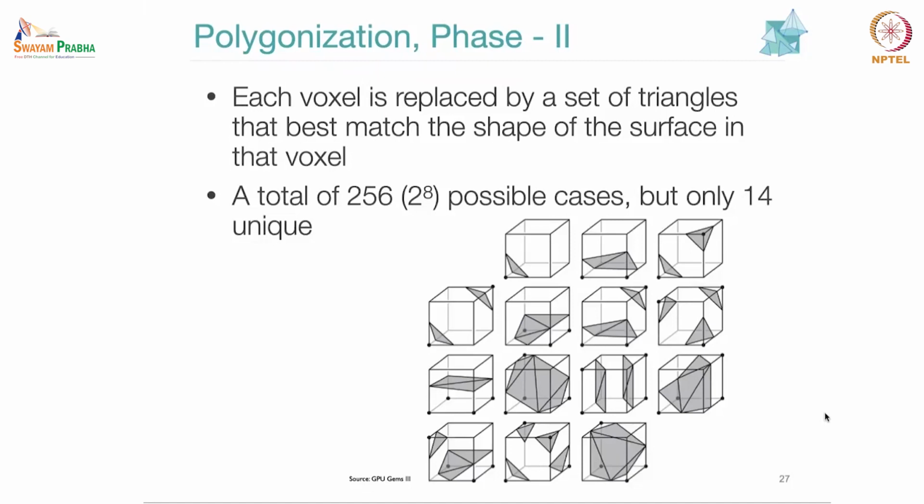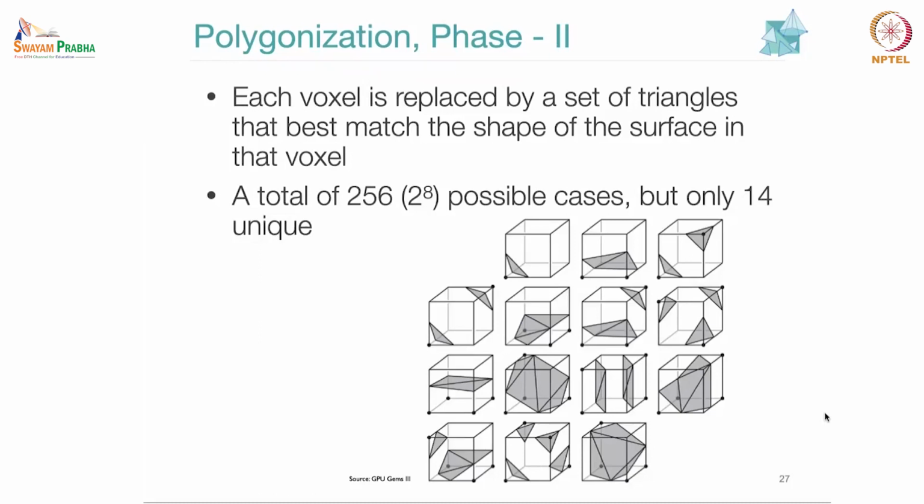So there are a total of 256 possibilities, right? Because how many corners does a cube have? 8 corners. And then how many values are we considering here? 2 values, either the negative side or the positive side, right? So values could be lower than the ISO value or higher than the ISO value. So 2 possibilities, total 2 to the power 8 possible cases. But it has been noticed that a lot of them are similar cases, that is just a change of orientation of the cube. Therefore, there are only 14 unique cases.